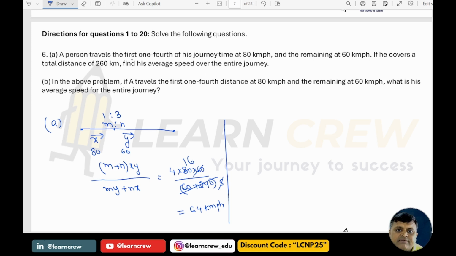A person travels the first 1/4 of his journey at 80 km per hour and the remaining at 60 km per hour. If he covers a total distance of 260 km, find his average speed. So in the above problem, the same thing is given here: the first 1/4 of his distance at 80 km per hour and the remaining. It is the same question, so there is no difference.